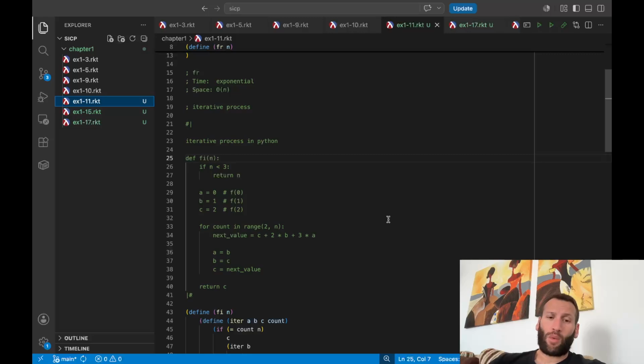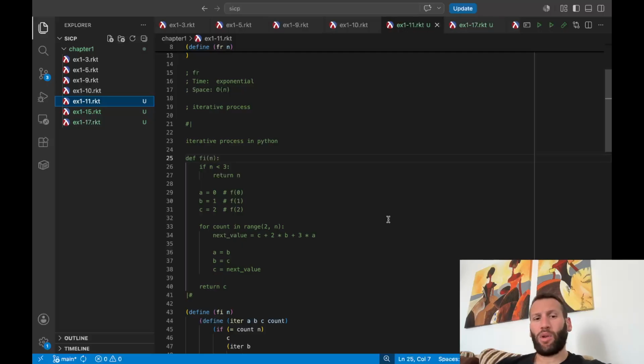that counts from 2 to n, which is in practice n minus 1, because the range function in Python works in this way.